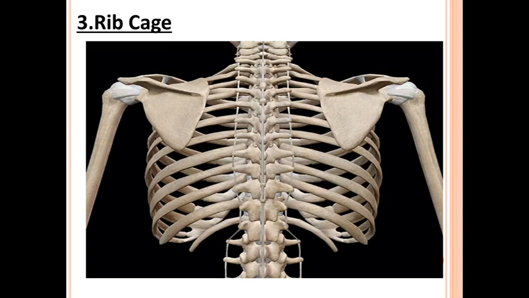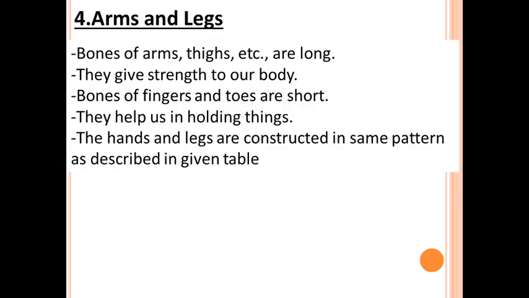Understood about the rib cage? Total 12 pairs of flexible and curved bones, that we have already counted, and the rib cage is important in the protection of the heart and lungs. As the rib cage has flexible bones, we can move our chest while breathing. Understood about the rib cage?